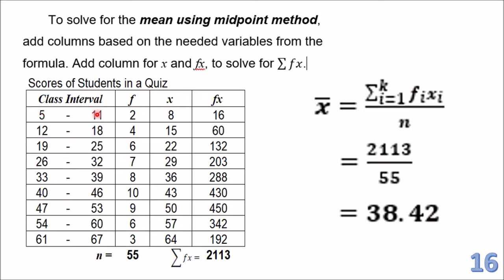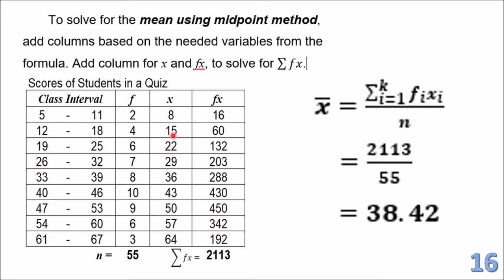5 and 11, ang gitna niyan ay 8. Or simply, 5 plus 11, that's 16 divided by 2 is 8. So, i-plus lang itong dalawa. 12 plus 18, that's 30 divided by 2, that's 15. I-plus lang natin yung bawat lower and higher limit dito sa class interval, and then we will divide it by 2, or that is getting the average of each class. Yun yung ating midpoint. Kaya tinatawag na midpoint method.